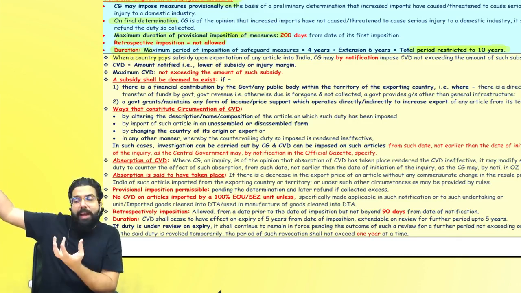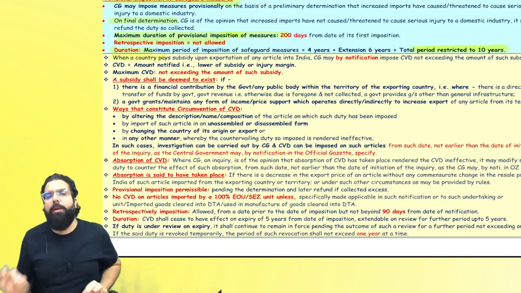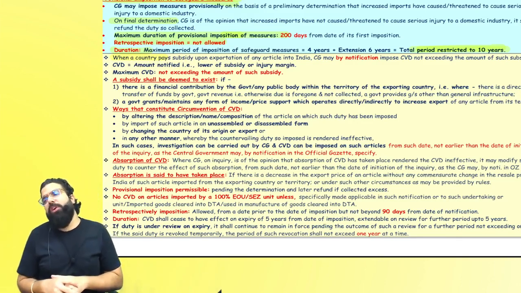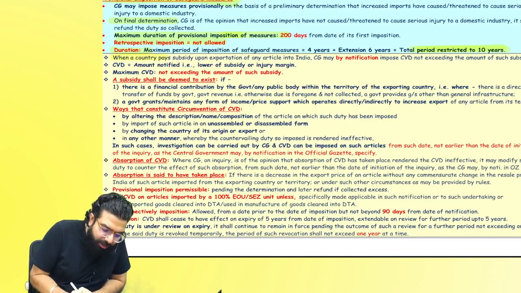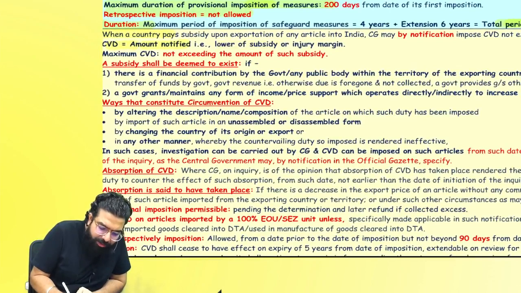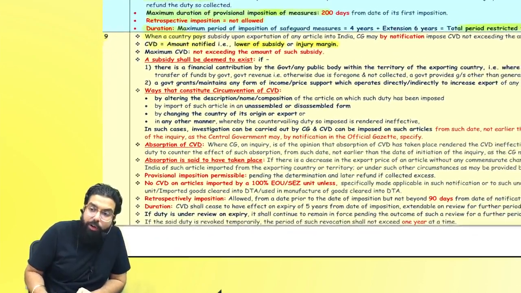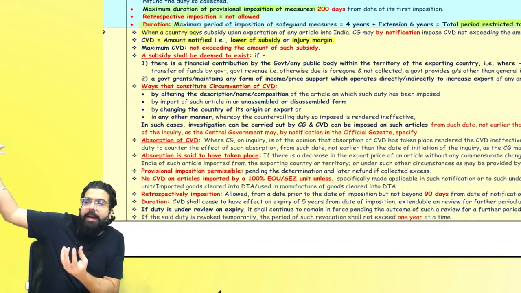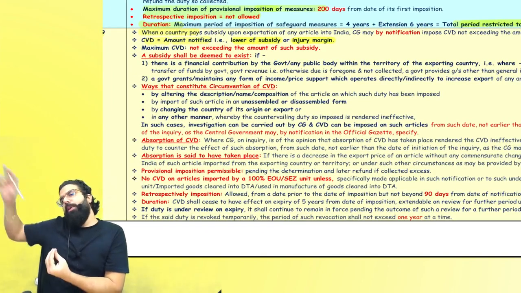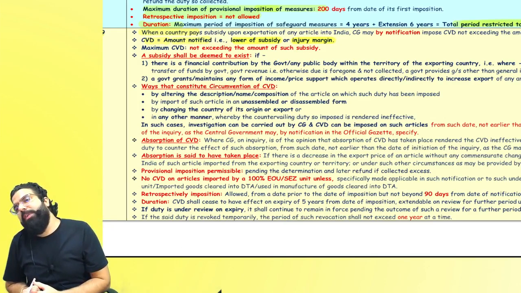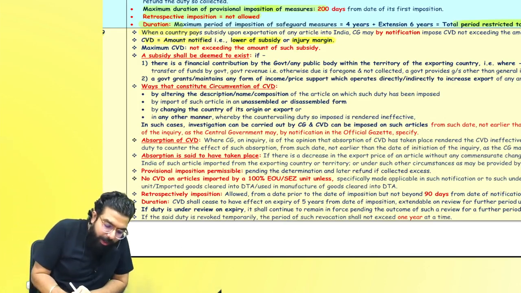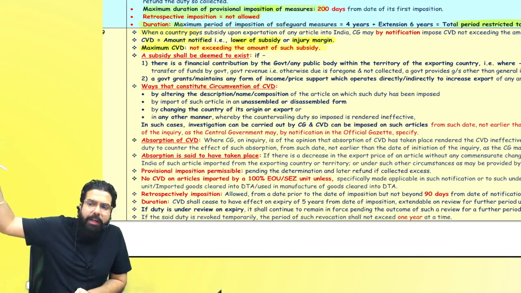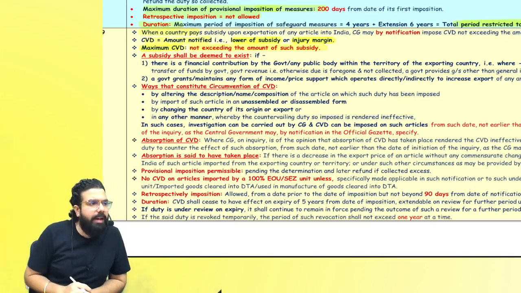So subsidy and injury, whichever is lower, will be charged as CVD on subsidized article. CVD is equal to the amount notified, that is the lower of the subsidy or injury margin. Causal link, what is the cause? Subsidy. Because of the subsidy, what is happening in India? Injury. So sir, we will charge anti-CVD on subsidized article. Sir, what is the maximum CVD? The amount of subsidy. The amount of subsidy can be the maximum CVD that can be charged.